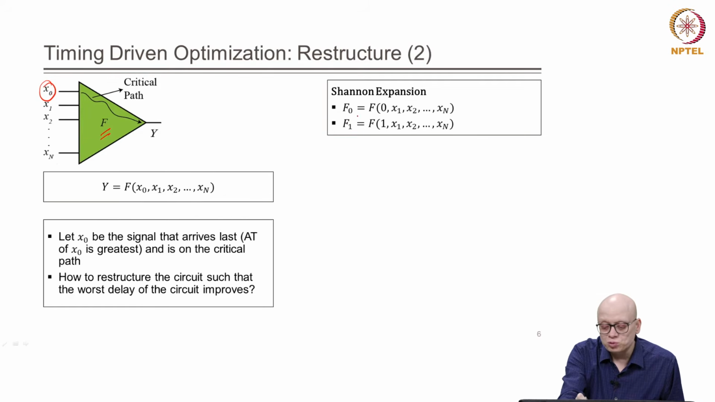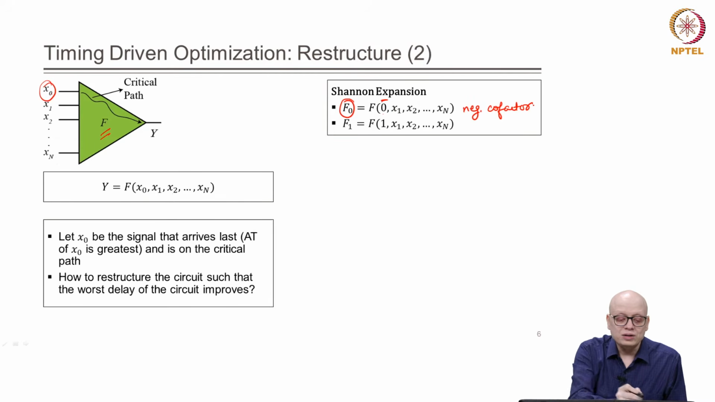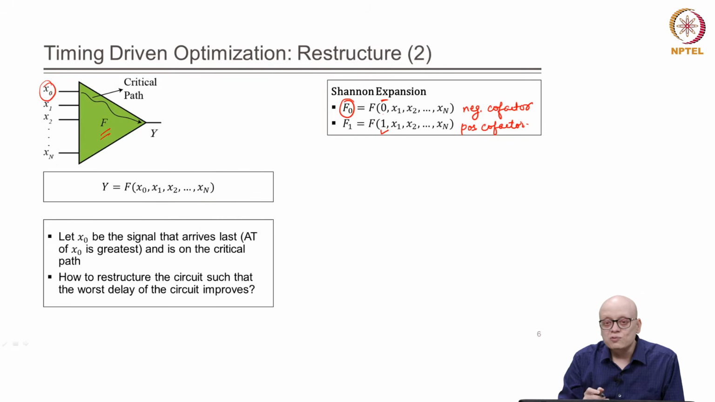So, to do Shannon expansion, what we have seen earlier, that we need to put the value of the variable as 0, right. If we put x naught as 0, then we get a function f naught, which is the negative cofactor, right. And then we put the value of x naught as 1 and we get f1, and f1 is known as the positive cofactor, right. Now, once we got the negative cofactor and the positive cofactor, we can implement this function in terms of a multiplexer and these cofactors.